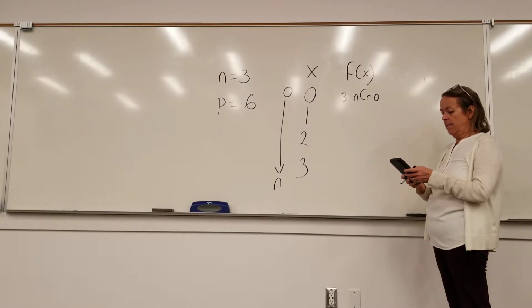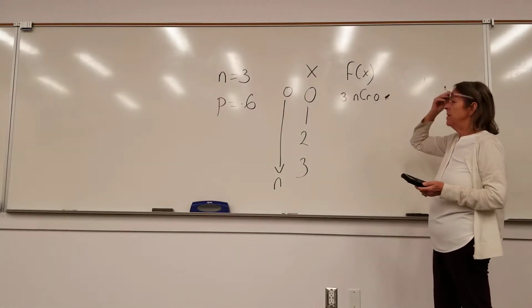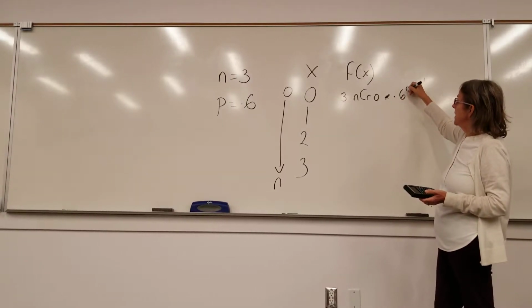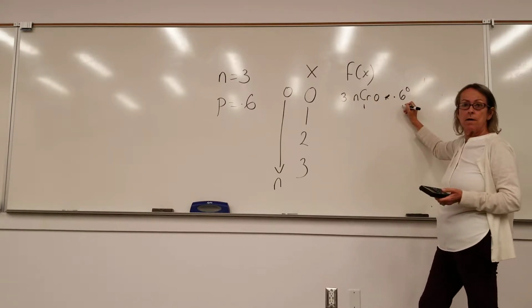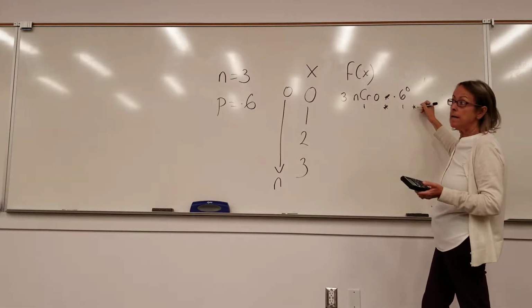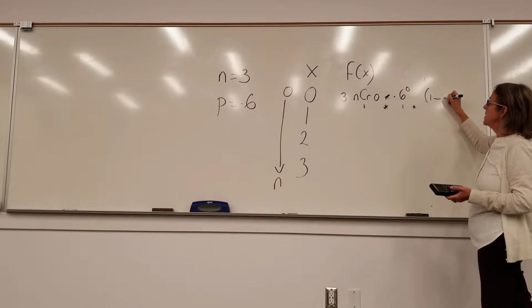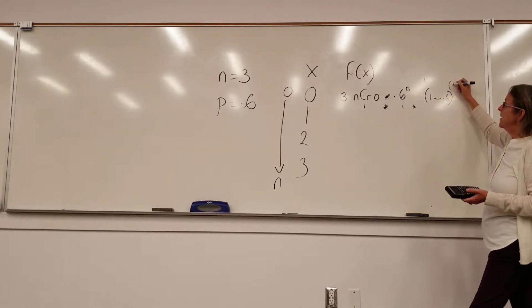Right, math, probability, number 3. That's 1, times P, which is 0.6 in this case, raised to the X, which is 0. So right now this is 1. This is also 1, right? Anything raised to the 0 is 1. So I've got 1 times 1 is 1, times 1 minus P. So 1 minus 0.6, which is 0.4, raised to the N, which is 3, minus X.